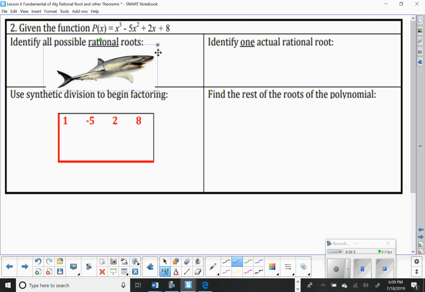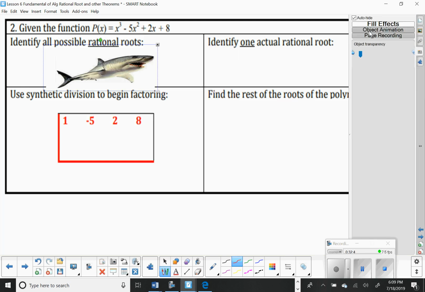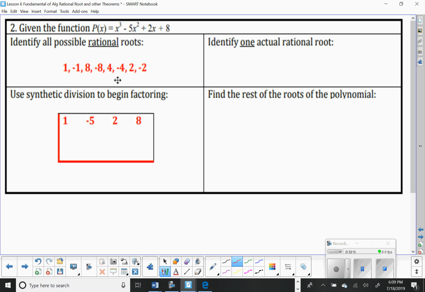Oops. We'll make this guy fly away. Properties, object animation. We're going to tell him to fly out. Ooh, he went backwards. Let's go top right. There he goes. Okay. Now, go away.